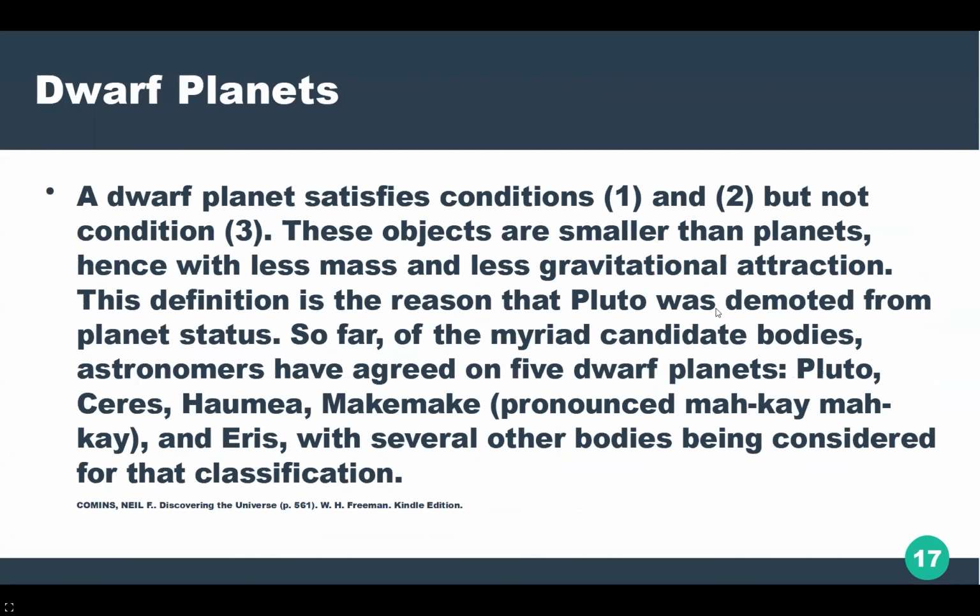A dwarf planet satisfies conditions 1 and 2, but not condition 3. These objects are smaller than planets, hence with less mass and less gravitational attraction. This definition is the reason that Pluto was demoted from planet status. So far, of the myriad candidate bodies, astronomers have agreed on 5 dwarf planets: Pluto, Ceres, Haumea, Makemake, and Eris, with several other bodies being considered for that classification.